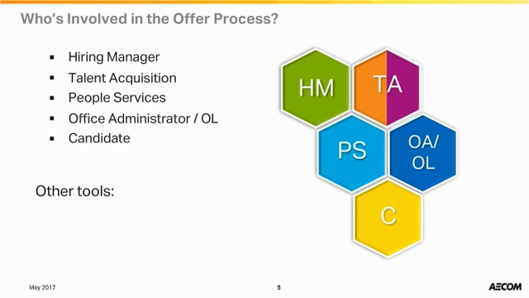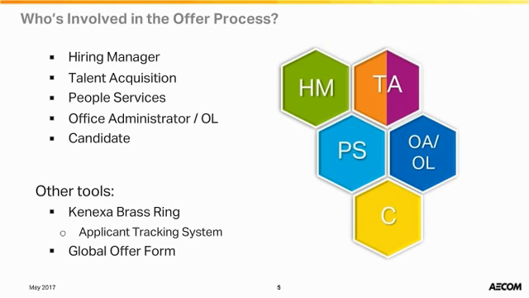Other tools used in this process are Connexa Brass Ring, which is the applicant tracking system we use to create and post requisitions and track candidates through the hiring process, and the Global Offer Form, which is generated from Connexa Brass Ring. Next, we will take a look at the roles and responsibilities for each of these groups.